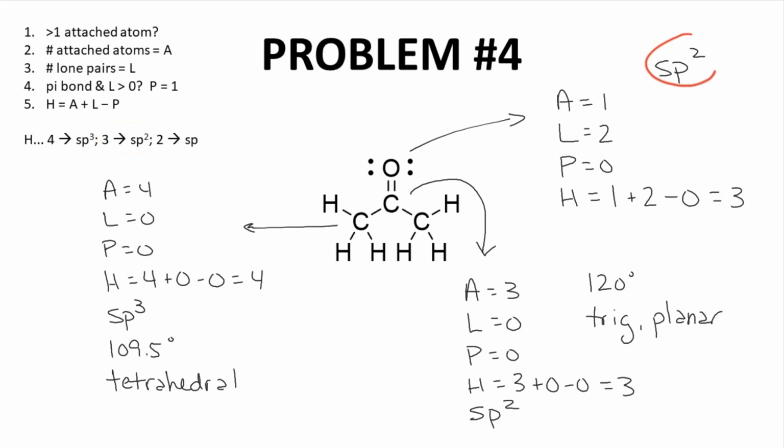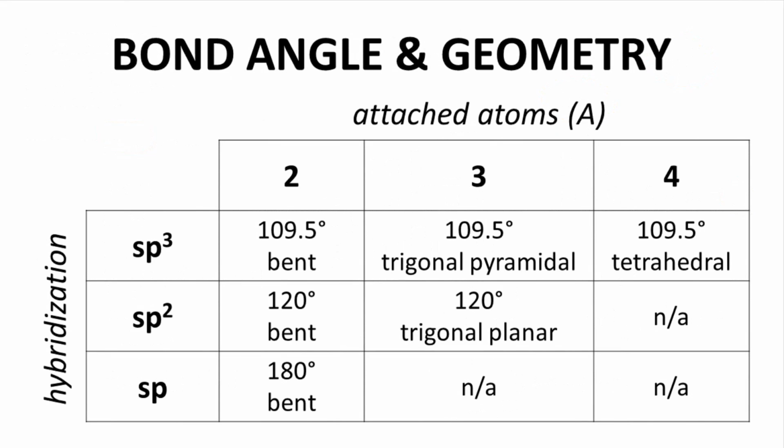Now, sp2 and 1 attached atom, let's see what we get when we go to the table. Okay, here we are in the table. We said it's sp2 and 1 attached. Oh, okay, there's no column for 1 attached atom. There is no bond angle. There is no geometry. Now, all sp2 atoms have bond angles of 120.